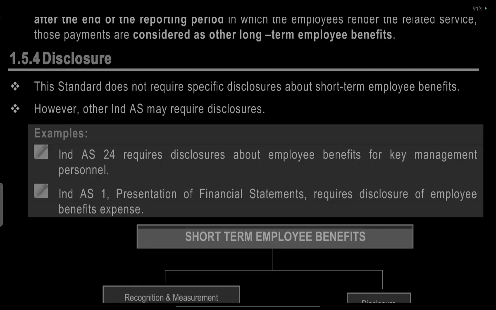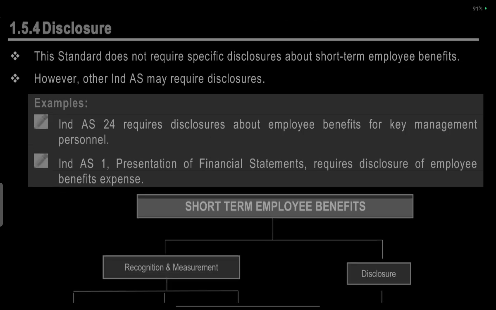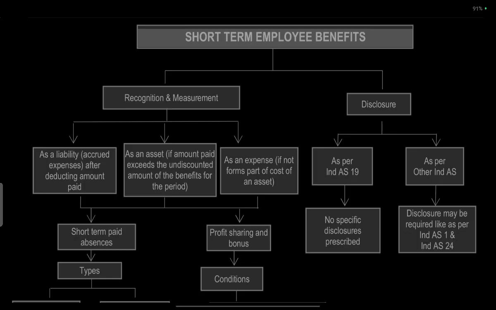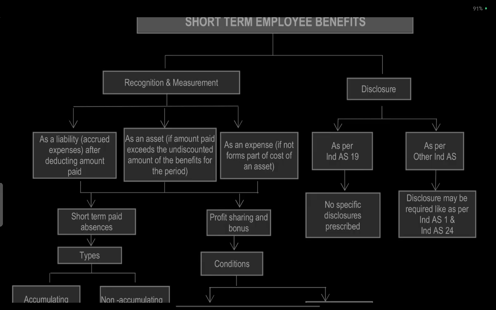Disclosure. The standard does not require specific disclosure about short-term employee benefits. However, other Ind AS require disclosure. For example, Ind AS 24 requires disclosure about employee benefits for key managerial personnel. Ind AS 1, presentation of financial statements, requires disclosure of employee benefit expenses. Short-term employee benefits disclosure as per AS 19: no specific disclosure required, and other AS disclosures should be made as per AS 1 and Ind AS 24.